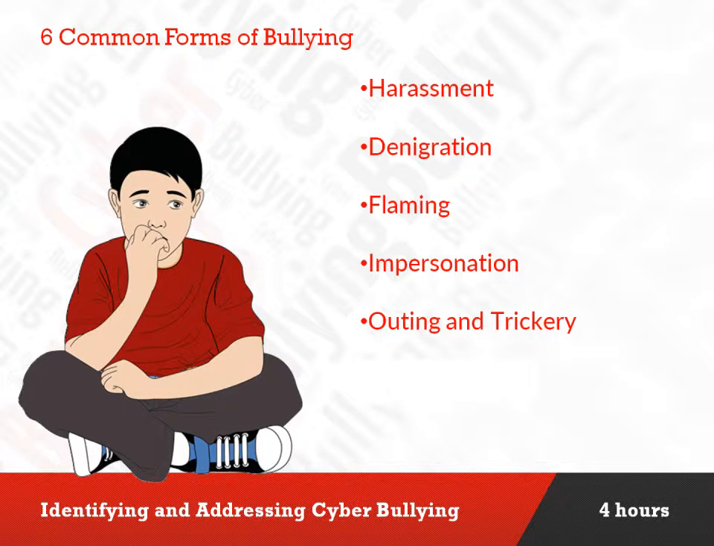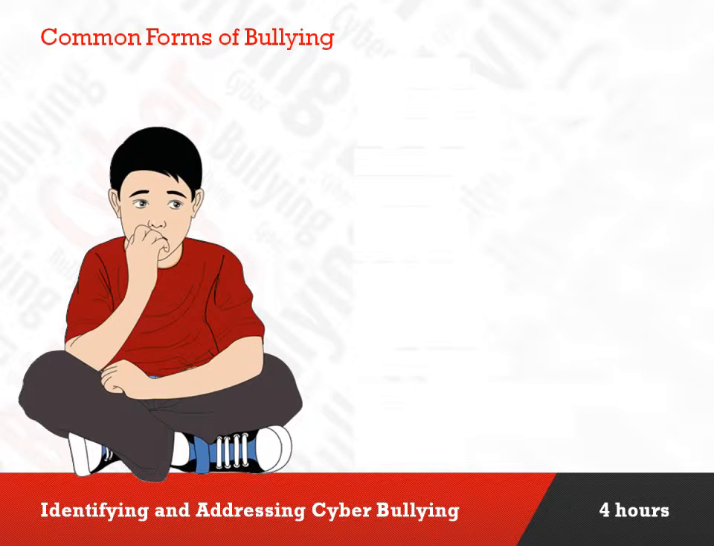Outing and trickery. Sharing someone's secrets or embarrassing information, or tricking someone into revealing secrets or embarrassing information and forwarding it to others. Cyberstalking. Repeatedly sending messages that include threats of harm or are highly intimidating, or engaging in other online activities that make a person afraid for his or her safety. Depending on the content of the message, it may be illegal.